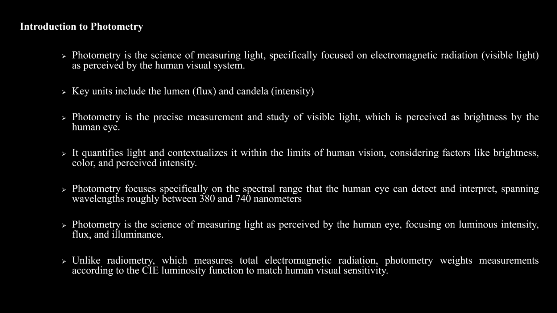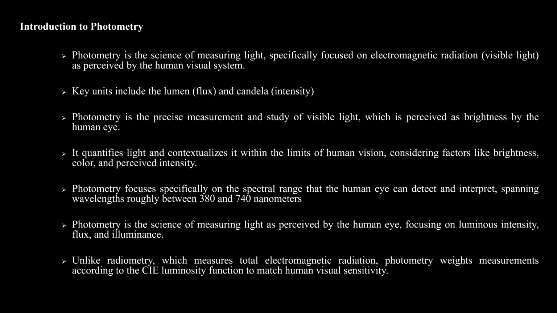This slide shows an introduction to photometry. Photometry is the science of measuring light, specifically focused on electromagnetic radiation in the visible range, the human visual system, luminous flux, and candela intensity. The measurements concern visible light and the brightness perceived by the human eye, within the limited range of human vision, with factors such as brightness and color. The wavelength range is roughly 380 to 740 nanometers.